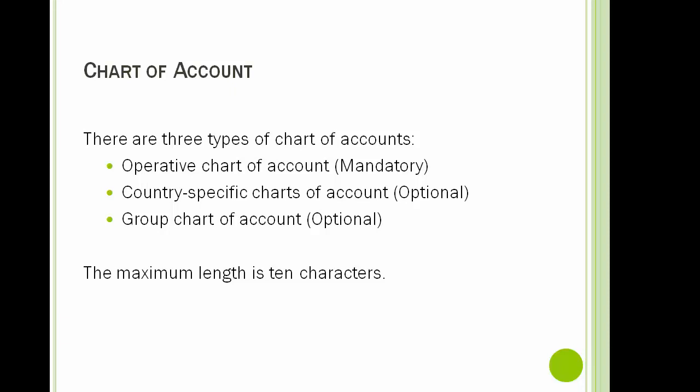So you need an operative chart of account, which is a must for any company code or legal entity. So it is a mandatory part. You must have it. Second is the country specific chart of account. When a big group or MNC has businesses all around the world, they need to follow different countries' legal requirements. Every country has its own legal rules and regulations, and every legal entity has to follow them.